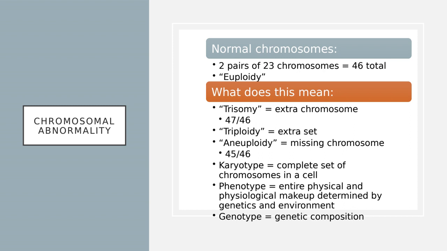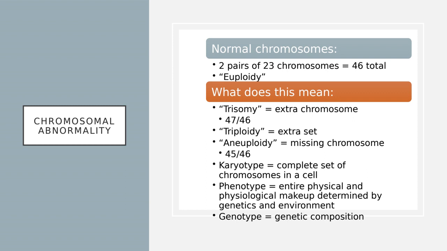And then we have to know what our types are. Our genotype is kind of the overall blanket statement that we give to our genetic composition. So really just the broad term that we're using. Breaking it down a little bit further is karyotype and phenotype. The phenotype is going to be our entire physical and physiologic makeup, which is usually going to be determined by our genetics, but also our environment.